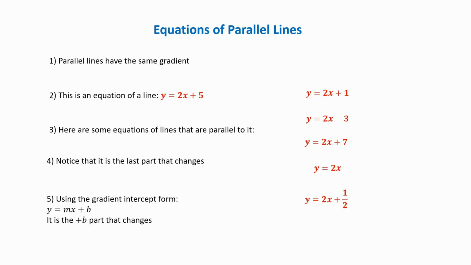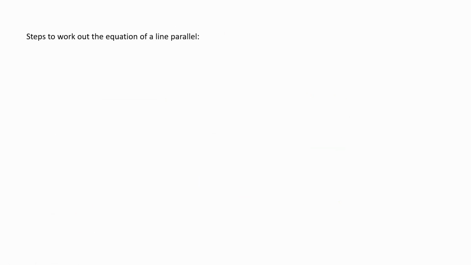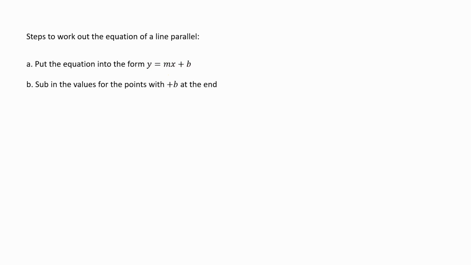So to work out equations, we need to get the equation into that form. And then we can work out how to change the ending, the plus b part. Let's have a look. Here are our steps. If it's not, put the equation into this form, y equals mx plus b. Sub in the values for the points we're given with plus b at the end. Solve to work out what the new plus b is.